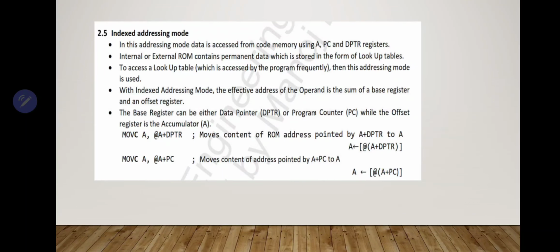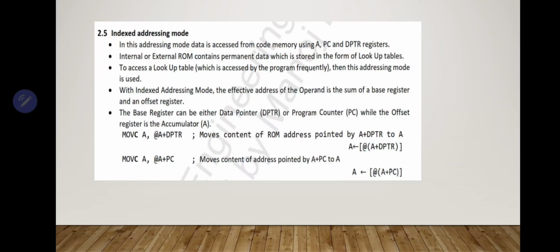So we have discussed indirect addressing mode in internal RAM and external RAM. In case of internal RAM, we are using only MOV. In case of external RAM, we are using MOVX. Since it is indirect, we are using @. In internal RAM, we are using R0, R1 and A as registers. In external RAM, we are using R0, R1, A and data pointer as registers.